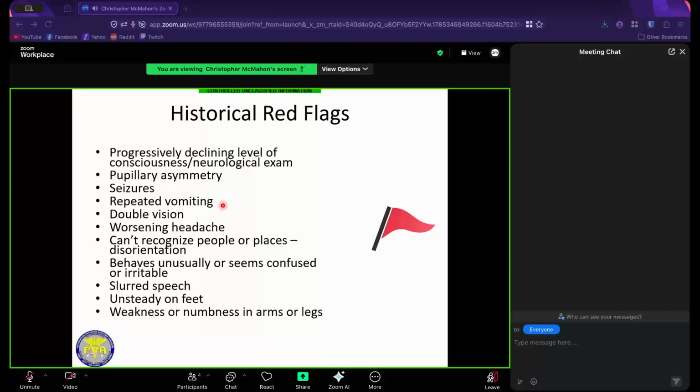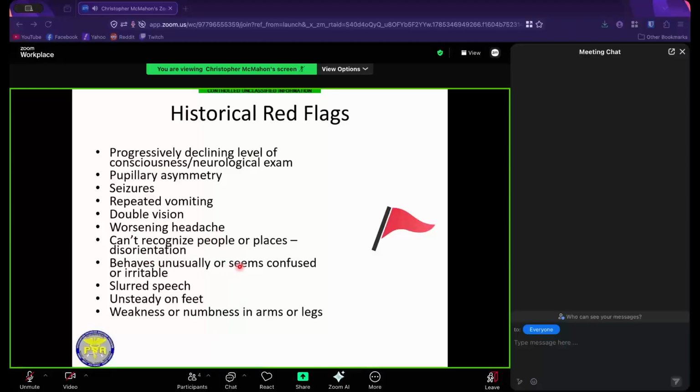Seizures, repeated vomiting, double vision. Again, pay attention to these ones in your delirium versus dementia patient. It's not just grandma's cross-eyed now. No, that should be a red flag for a much sooner workup. Worsening headache, can't recognize people, places, or disorientation. That might clue you in that someone might have a more advanced level of Alzheimer's.